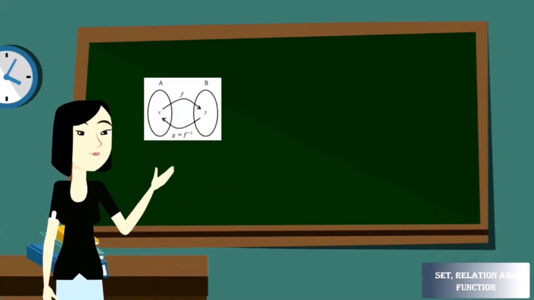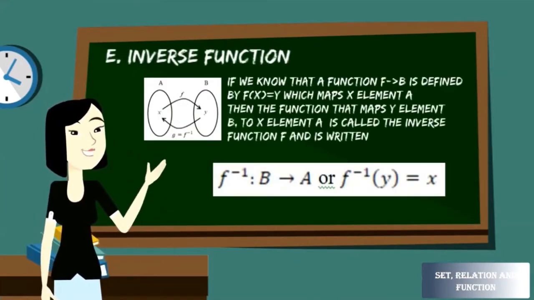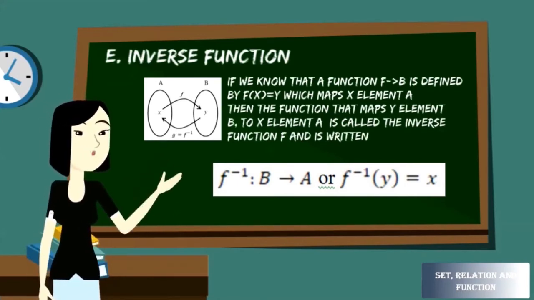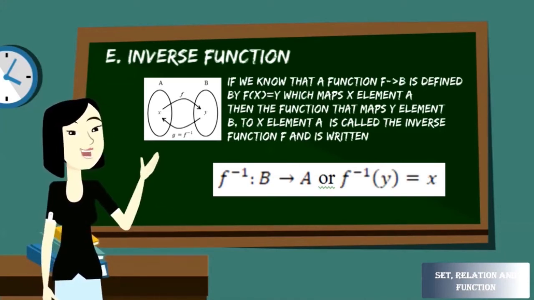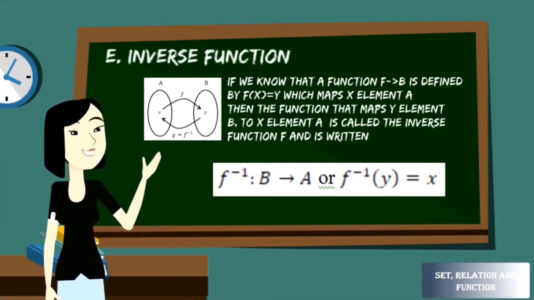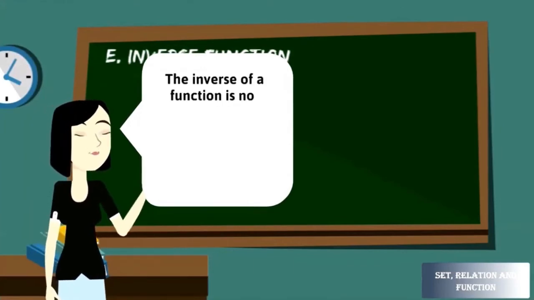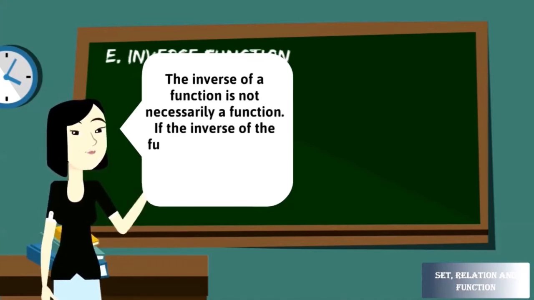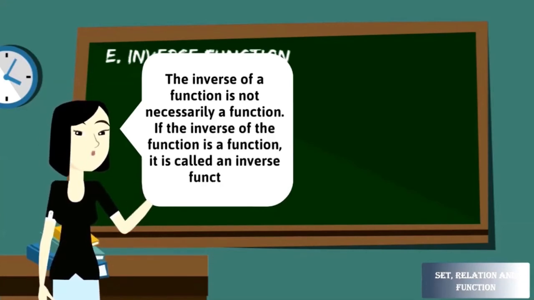Inverse function. If we know that a function f from A to B is defined by f(x) equal to y, which maps x element of A, then the function that maps y element of B to x element of A is called the inverse of function f, and it is written like this. The inverse of a function is not necessarily a function. If the inverse of the function is a function, it is called an inverse function.